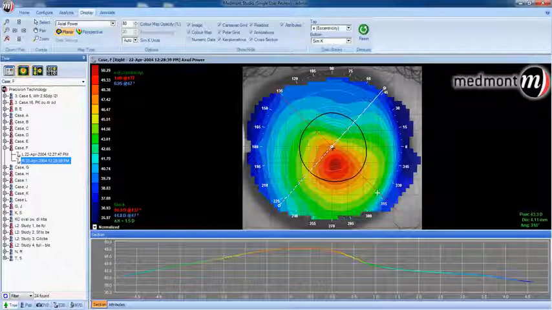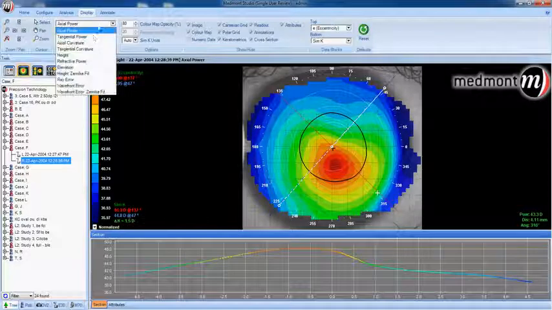With an axial map selected, we can see that this patient does not have regular corneal astigmatism. There isn't a defined flat meridian nor steep meridian. This is an asymmetrical eye and would be difficult to correct with simple spherocylinder over-refraction.